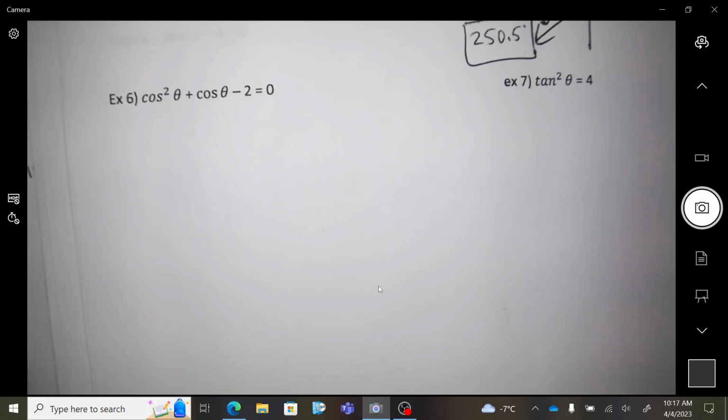No. I have 2 variables. I have a cos squared and a cos. So that's 2 different variables. So I got to zero it out. That's done. Okay, next I say, does it factor? Do you recognize any types?